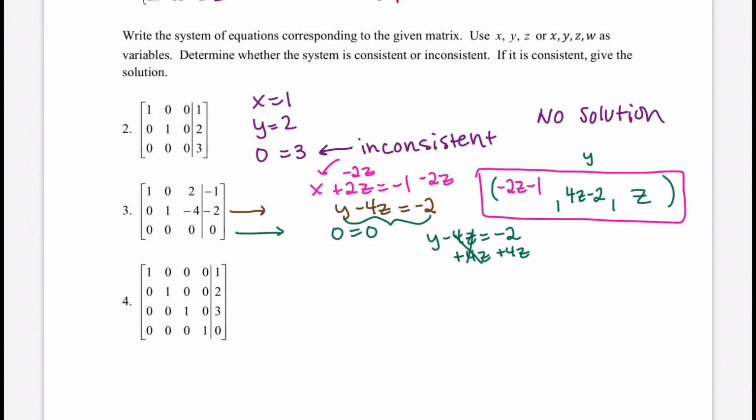Now, on this next number 4, we have an extra row. So what happens when we have 4? It adds a variable. We start with x, and then y, and then z, and then we're out of letters, and so what they end up doing is putting W next. So X, Y, Z, W, which is a little out of order, but that's the way it works. So X is going to equal 1 for that first equation. The second equation is Y equals 2. The third equation is Z equals 3. And the fourth equation is W equals 0.